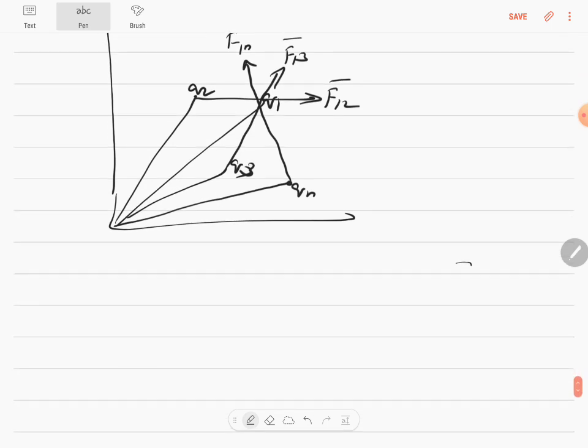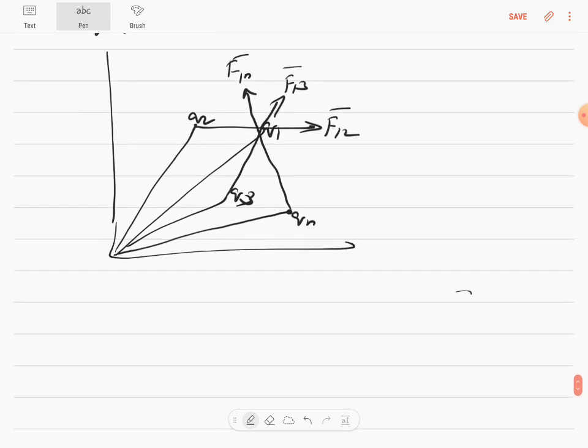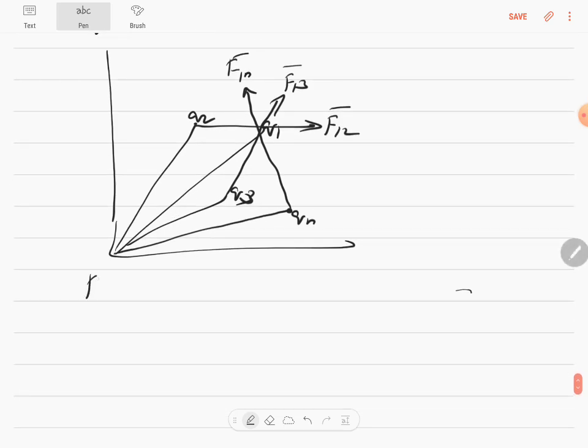Like that, the second particle can also undergo force. Okay, let's come to this force. The force on 1 due to 2, due to 3, due to 4, there will be many forces. The net total force on the first charge, F1 vector, is F12 plus F13 plus F14 plus dot dot dot F1n. That's the force on the first charge.